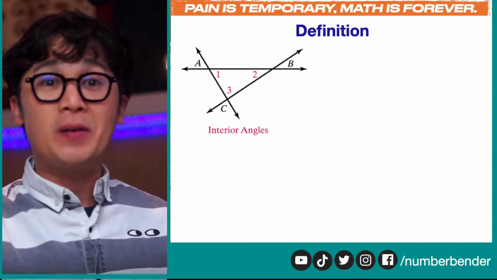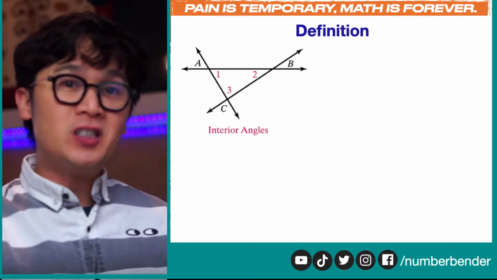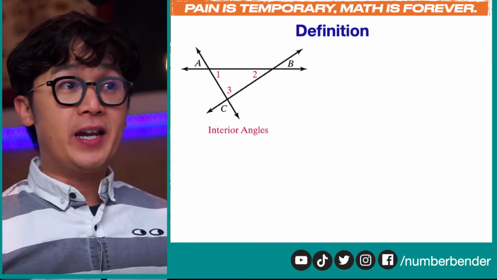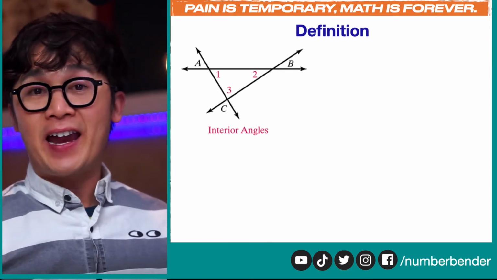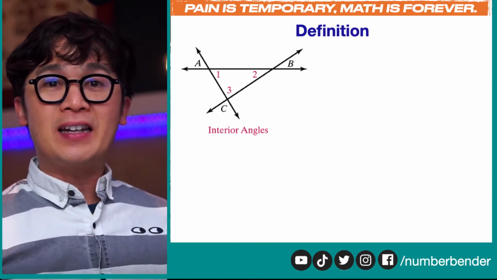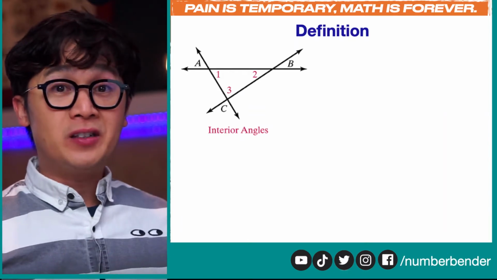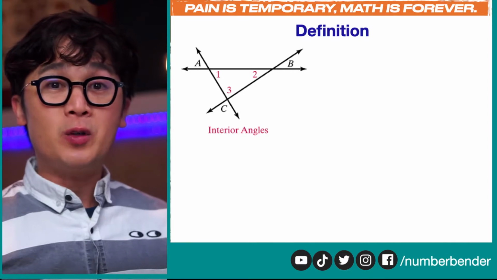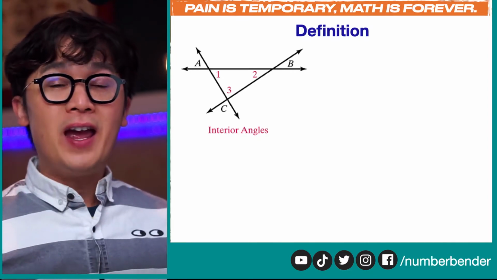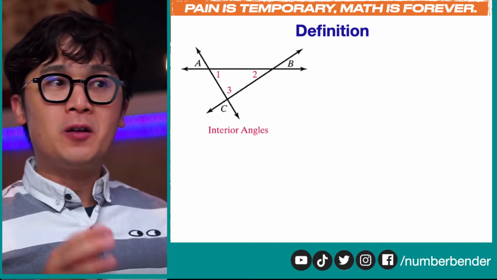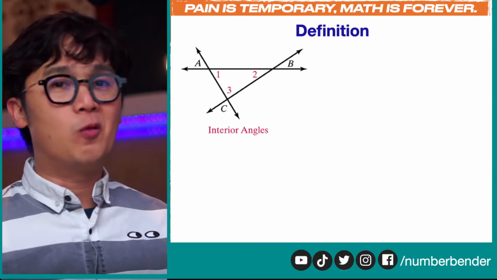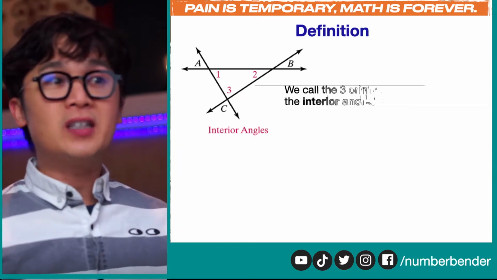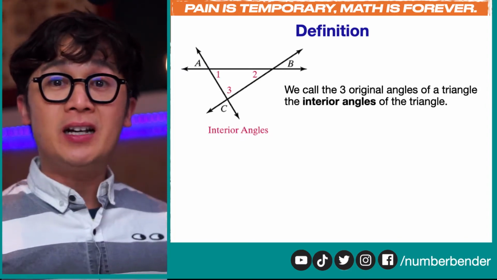So we are just going to be focusing on this special type of polygon, a three-sided polygon, in our lesson for today. So first is interior angles. You will notice that in our triangle, our lines are extended and you are seeing angles A, B, and C, which are outside our triangle, and angles 1, 2, and 3, which are inside our triangle. So these angles, 1, 2, and 3, are what we call the interior angles.